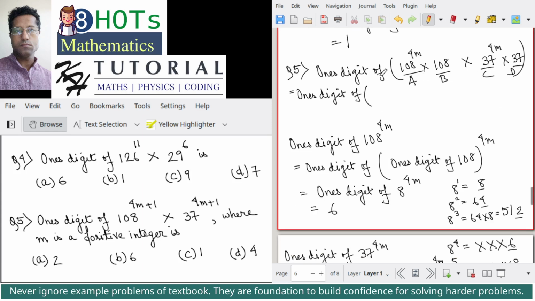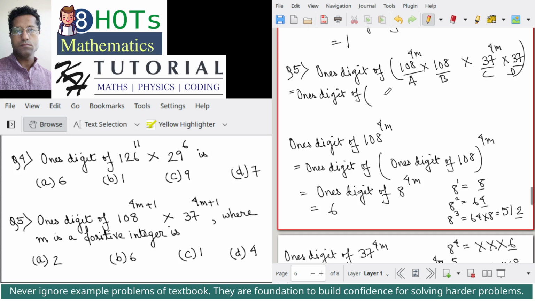So we are having the ones digit of a multiplied by b multiplied by c multiplied by d. This will be equal to: first I will find the product of the ones digit of a, the ones digit of b, the ones digit of c and the ones digit of d. Whatever that product is, the ones digit of that product will be the answer.